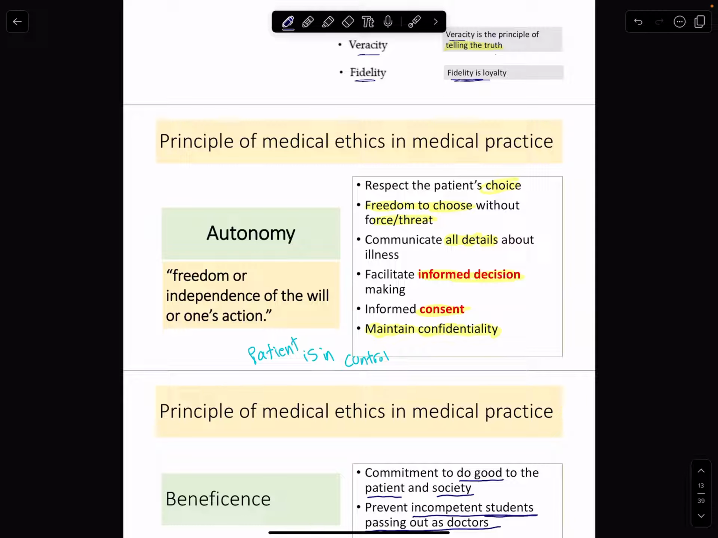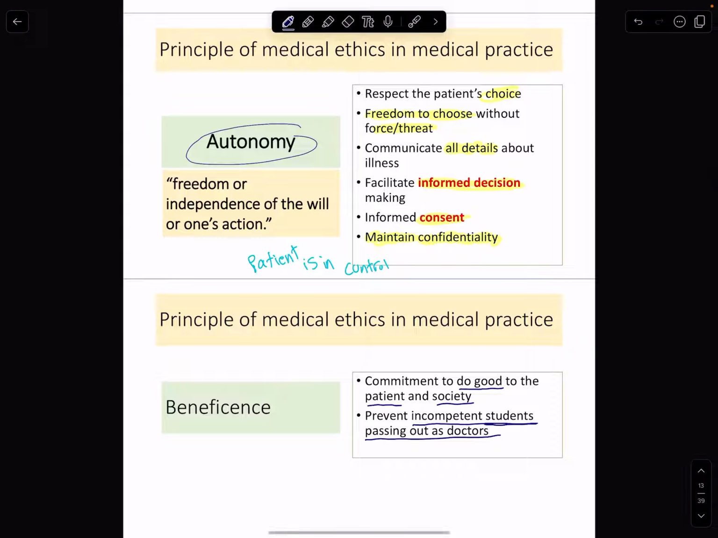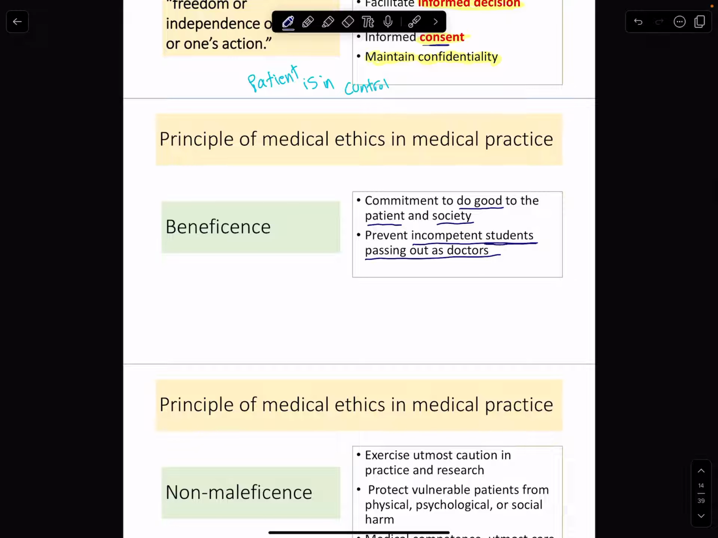So autonomy, what's the first one? And these are the ones that will come in the test. Autonomy is basically that the patient has the right to choose whatever they choose with their health, after they are given the information, and you need to get their consent. Beneficence is you want to do good to the patient and society, so you want to better the whole world, right? You want to benefit people.